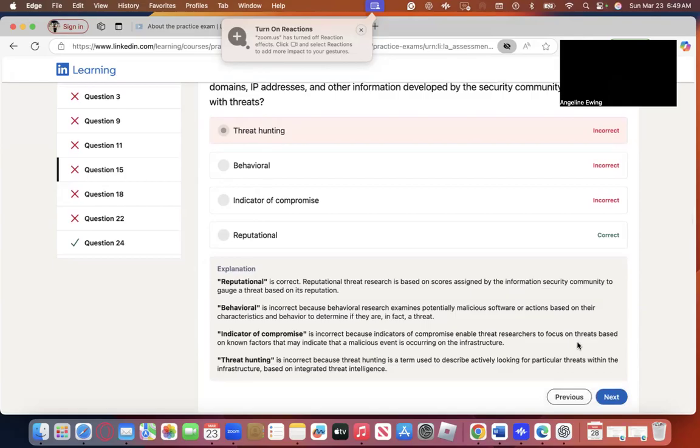Behavioral research, on the other hand, examines potential malicious software or actions based on their characteristics and behavior to determine if they are in fact a threat. On the other hand, indicators of compromise enable threat researchers to focus on the threat based on known factors that may indicate that a malicious event is occurring on the infrastructure. Finally, threat hunting is a term used to describe actively looking for particular threats within the infrastructure based on integrated threat intelligence.